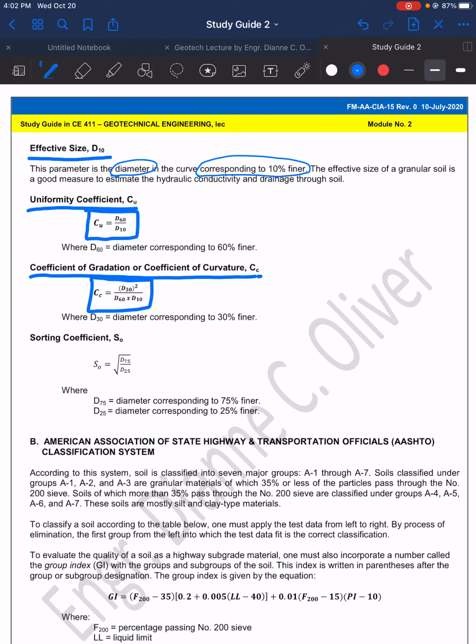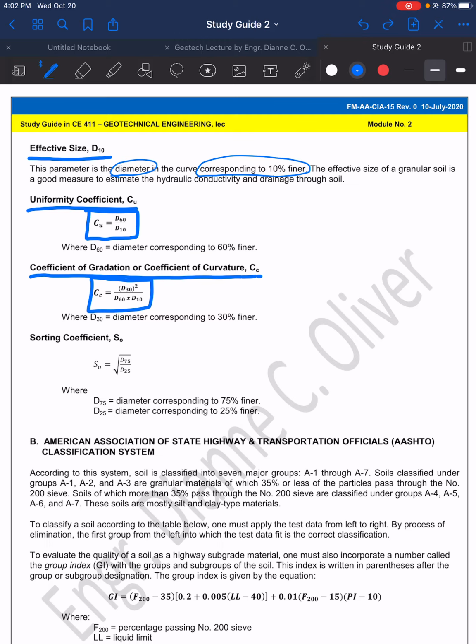Okay. So if we compute for the percentages of what is retained, or what passes in the sieve, so the 10% finer there, the 10% passing there, so the diameter that is corresponding to the 10% finer, that is the effective size. Okay, I will show you that later in the example.